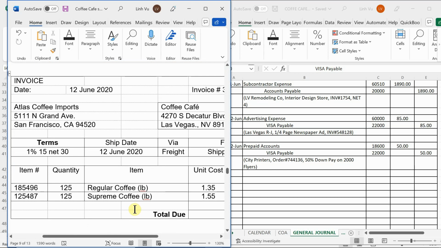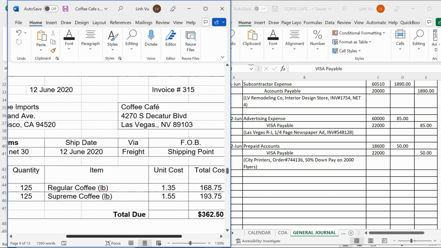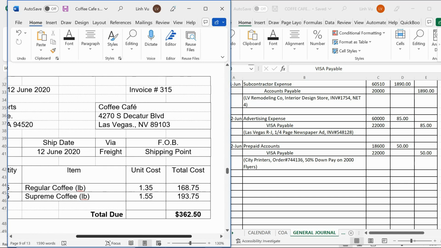This is what we received from Atlas Coffee Importers. We got 125 pounds of regular coffee and 125 pounds of supreme coffee, quoted for $1.35 each, which gave us $168.75, and then we quoted the supreme coffee for $1.55 each, which gave you $193.75. So the grand total bill here is $362.50.